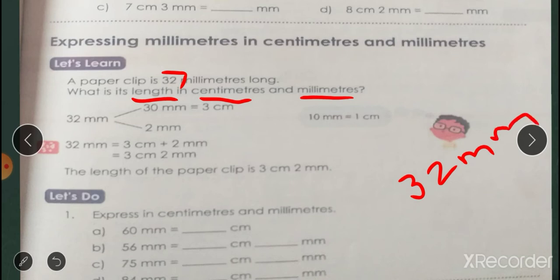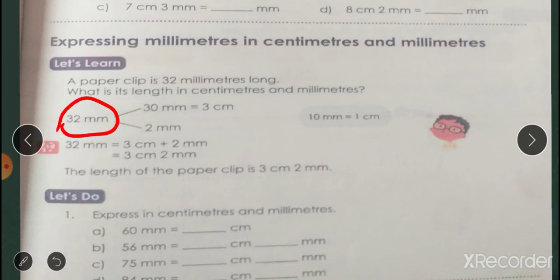What we have to do is convert the length of the paper clip into centimeters and millimeters. So the first thing we are going to do is check that 10 millimeters equals 1 centimeter. Can you see here? There are 32 millimeters.